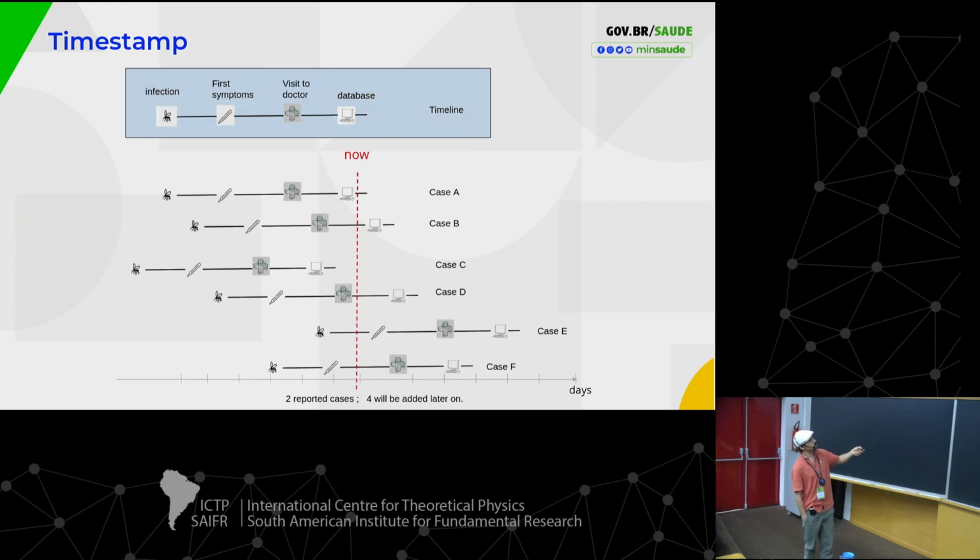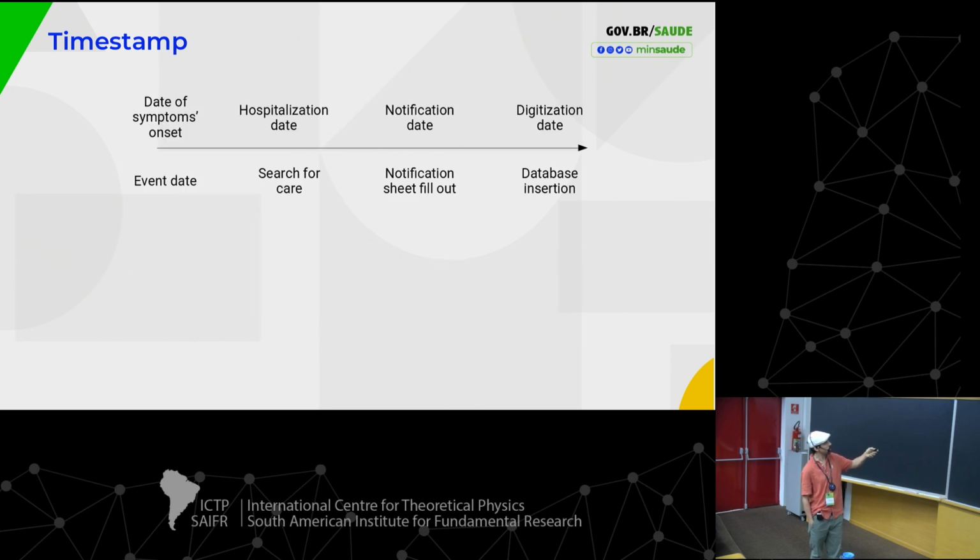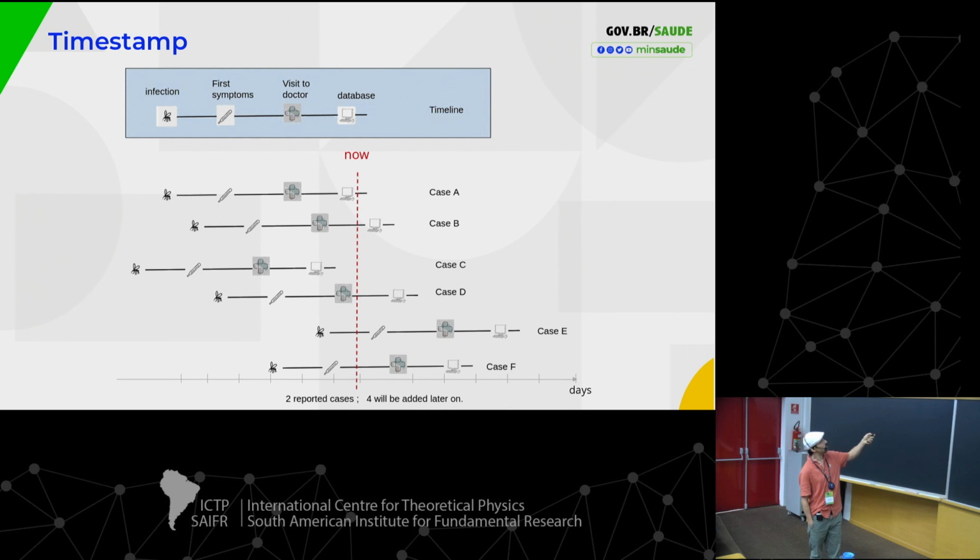So this is just an infographic to more or less synthesize all of this discussion, right? So here I take as an example a vector-borne disease, so the infection is associated with a mosquito bite. Then I have at one point in time the infection, and at another point in time the manifestation of the first symptoms, then the visit to a doctor, and database insertion, right?